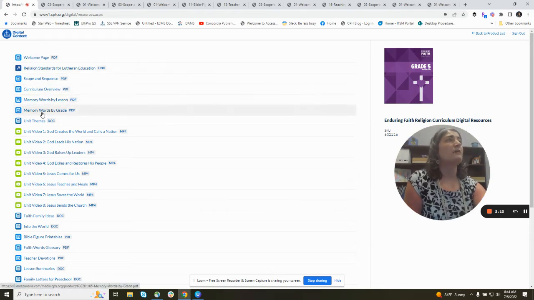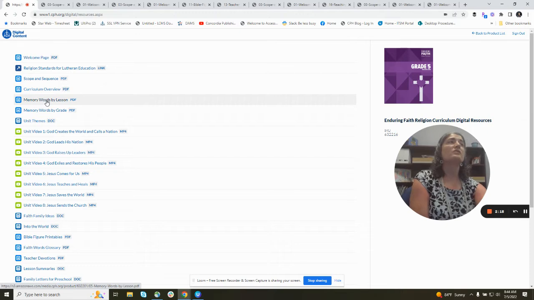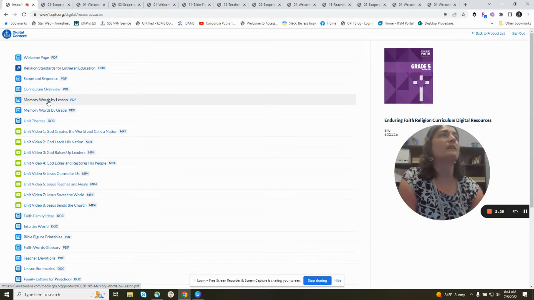Memory words, many of your teachers will be looking at memory words by grade, their lesson memory verses as they want to plan out their year. You may be interested in showing them how that is planned out grade-wise throughout the grades. So if you look at memory words by lesson, you can see how different Bible memory words fall into place over the ages for any particular lesson.